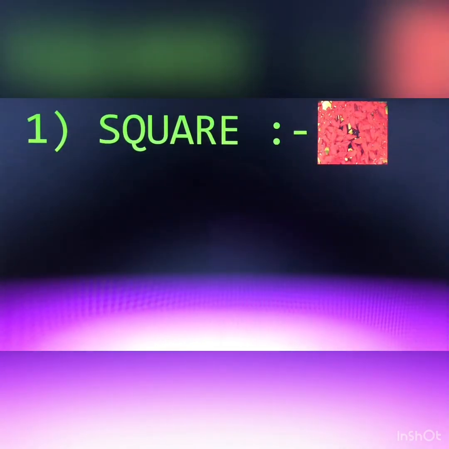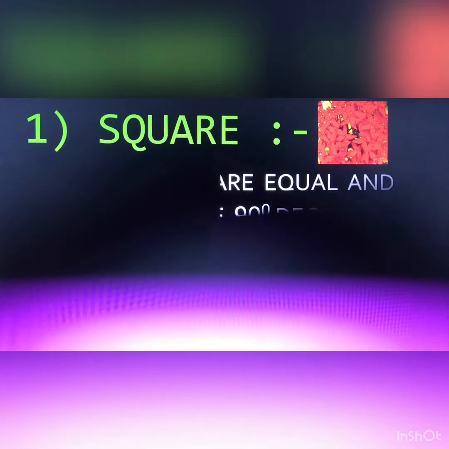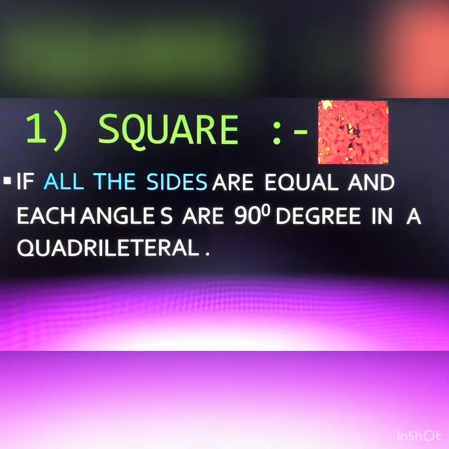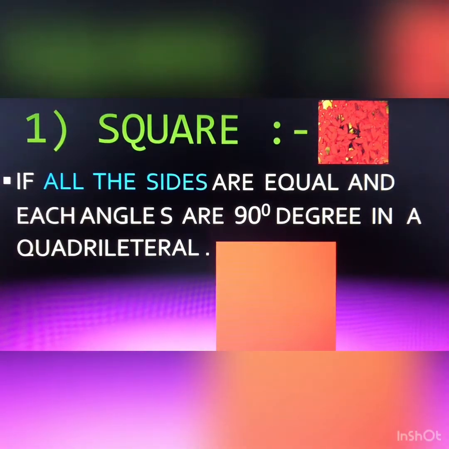What is a square? So dear, this is a square, the first quadrilateral. If all the sides of a quadrilateral are equal and each angle is 90 degrees, that quadrilateral is known as a square. If all the sides are equal and each angle is 90 degrees in a quadrilateral, that type of quadrilateral is known as a square. This is the example. You can see that all sides are equal and each angle is also 90 degrees.